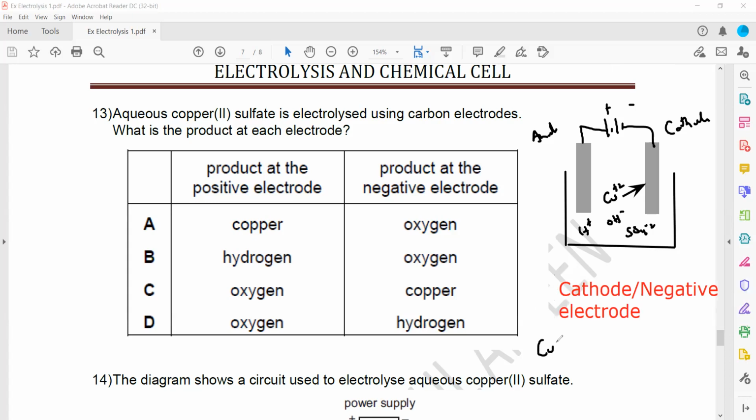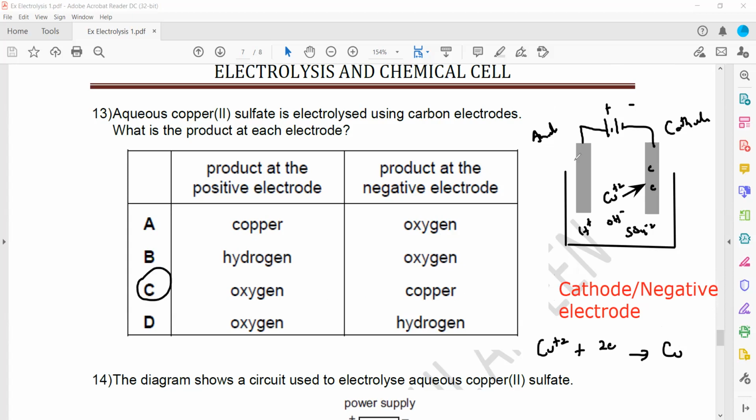The copper ions are there, they are attracted. They will gain electrons from the cathode and turn into a copper atom. So for the negative electrode, we should get copper, and only one option has copper. So C is there, so that's why directly C.